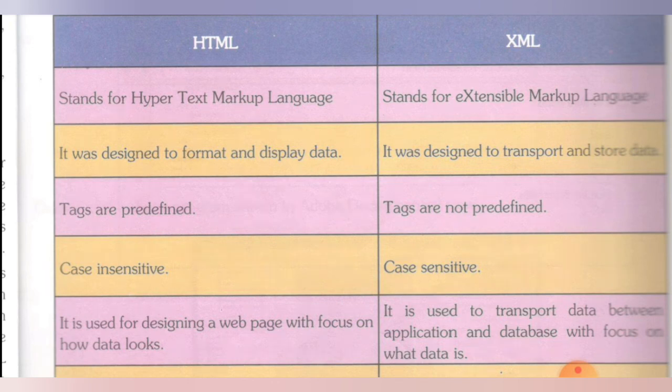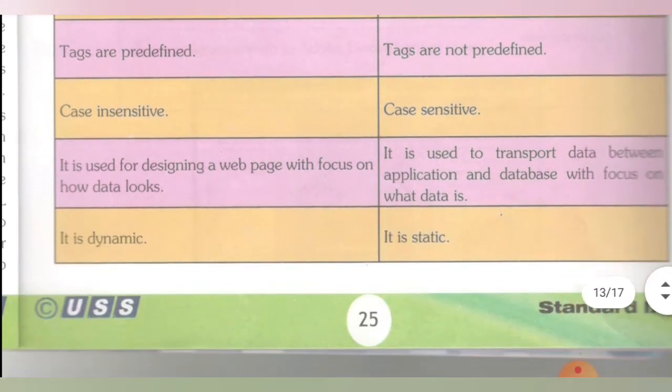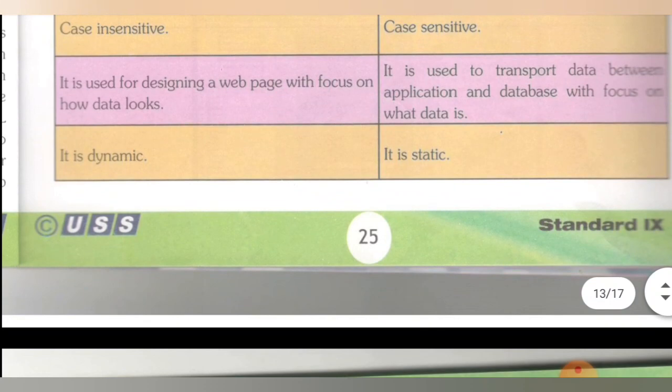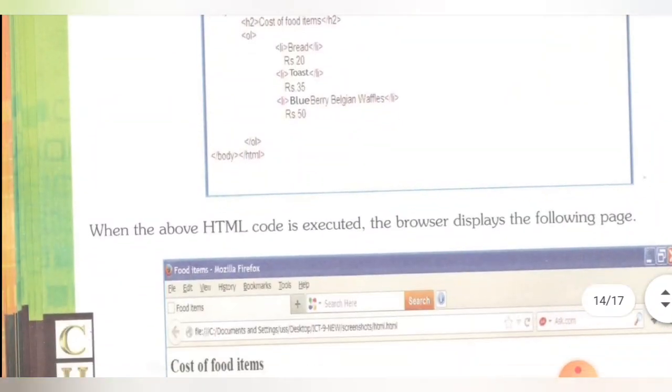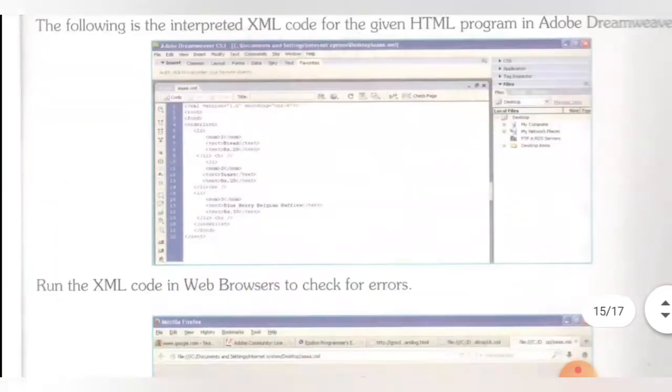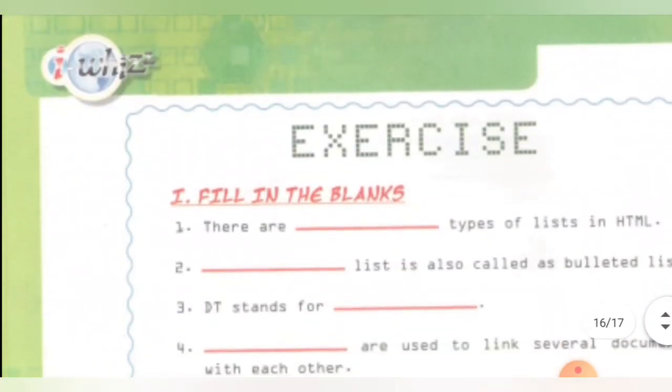HTML is used for designing a web page with focus on how data looks. So HTML is used to design web pages, but XML is used to transfer data between an application and a database, with focus on what data is. And then HTML is dynamic, XML is static. Dynamic means it can be changed, static means it is a permanent one. So that's all about this second chapter, that is HTML level 2. Thank you.